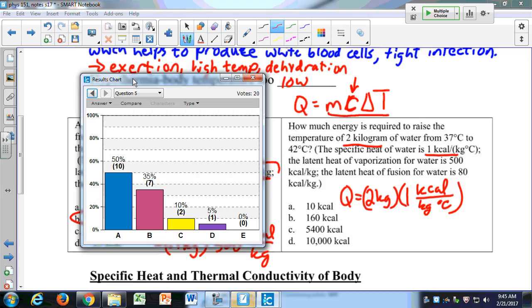And then our delta T, that's probably what got hung up for some of you. I'm going from 37 to 42. So my delta T is 42 minus 37, and that's equal to 5 degrees Celsius. 5 times 1 times 2 is equal to 10. So A is the right answer.